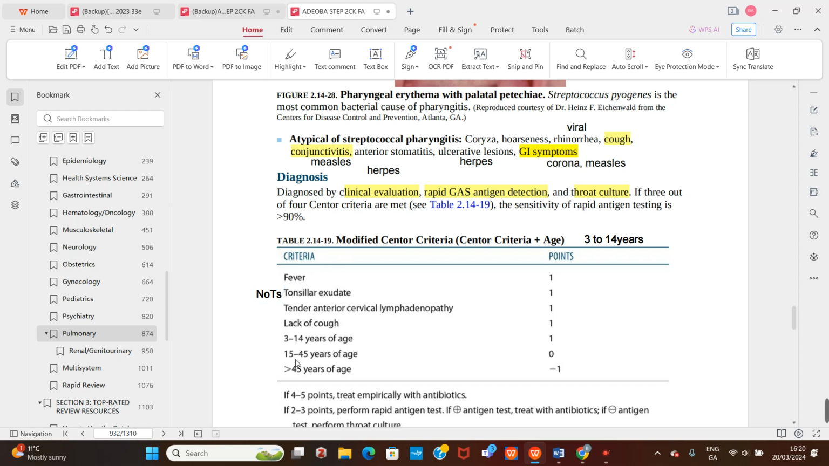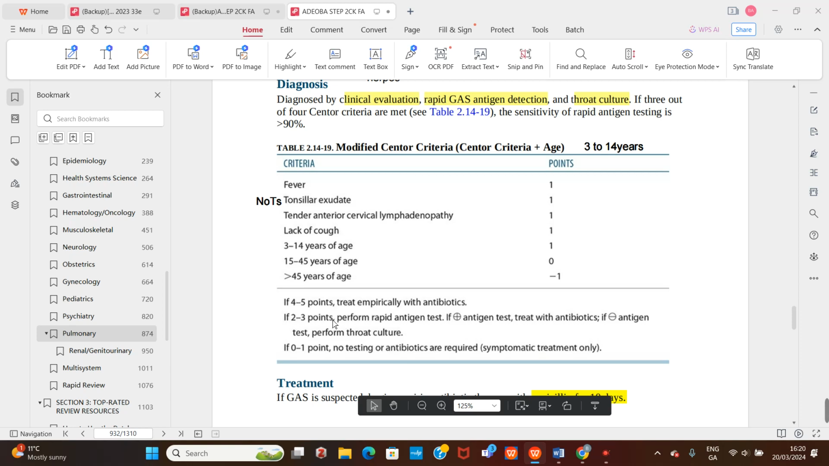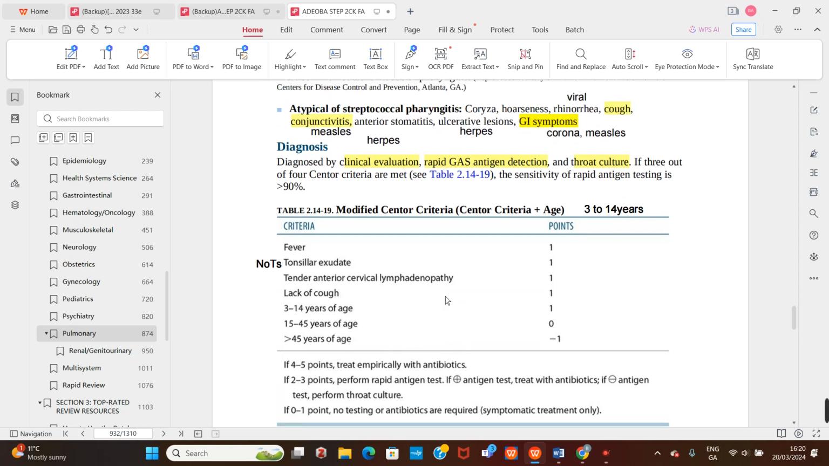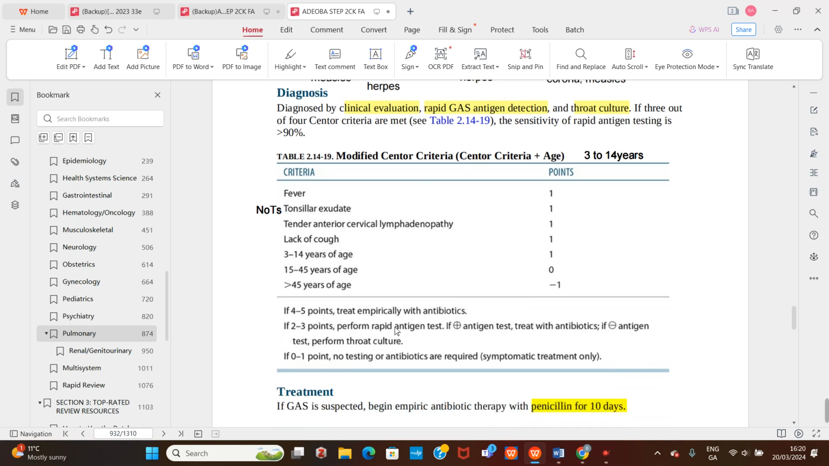Then anybody between the ages of 15 to 45 takes 0. Anybody beyond 45 years, you give them -1. So that's the algorithm you are working with. How do you interpret this? If anybody scores between 4 to 5 points, you treat them empirically with antibiotics. Give them penicillin, because you have very high evidence that what the person is dealing with is a group A streptococcal infection. But if the person scores 2 to 3 points, you have to proceed to confirm by doing your rapid GAS antigen test.